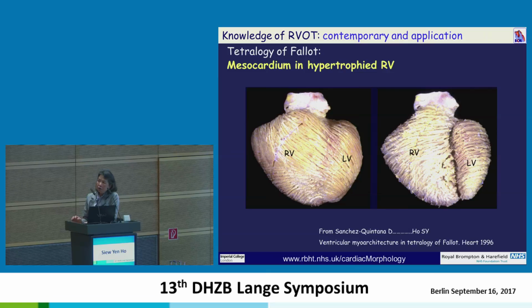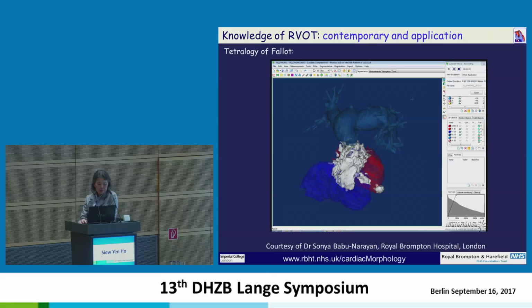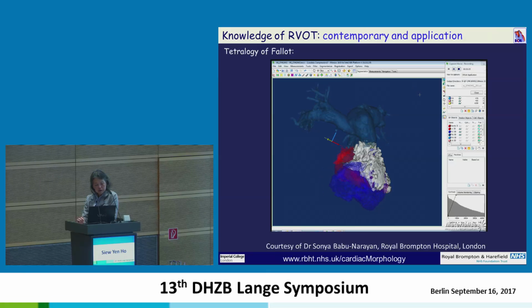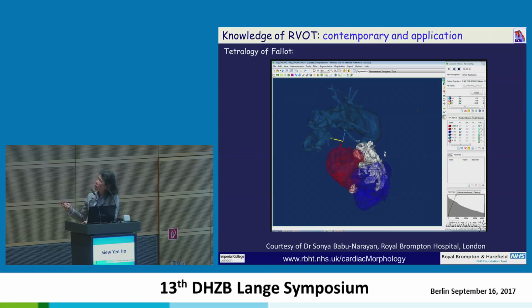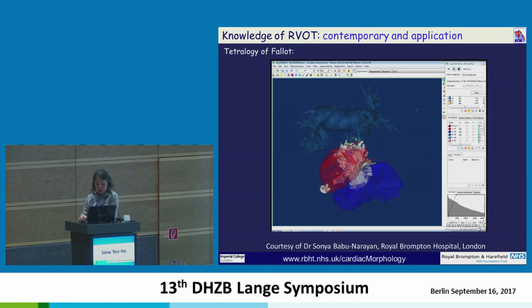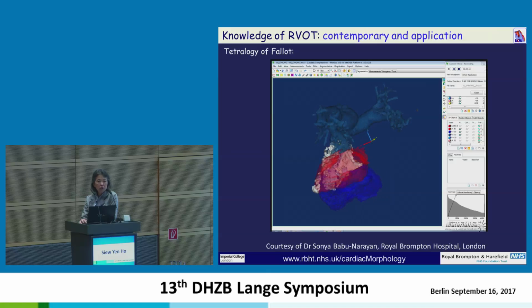And in tetralogy of Fallot, the muscle is also changed. We don't normally have a middle region in the right ventricular outflow tract or in the right ventricle, but in the hypertrophied right ventricle, in this situation, instead of going this way, the fibers turn around more obliquely and then finally become longitudinal. And modern imaging allows us to delineate the region of fibrosis, as in this case with tetralogy of Fallot. I'm sure you're going to see more of this imaging later on.